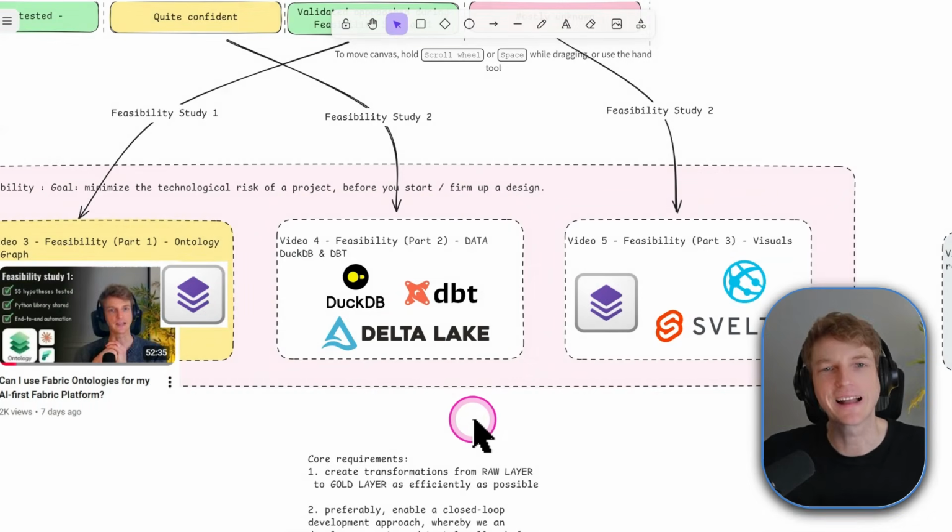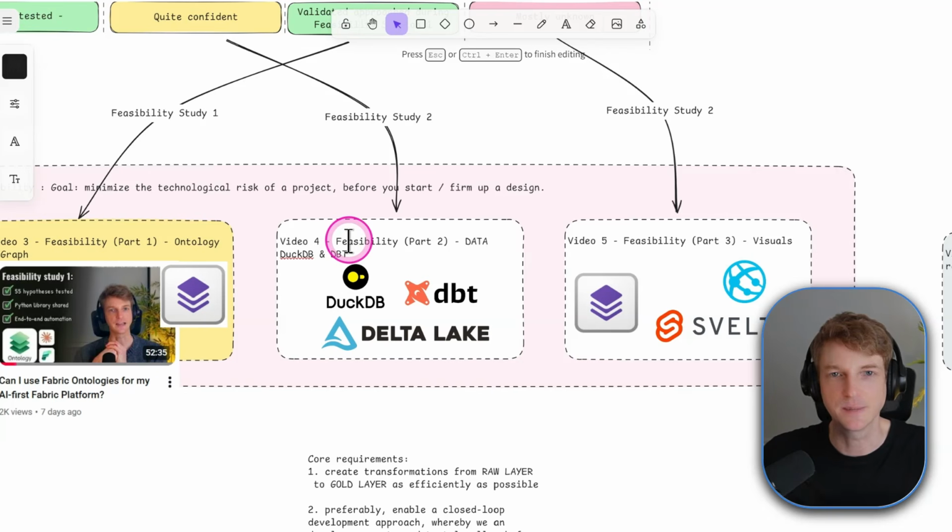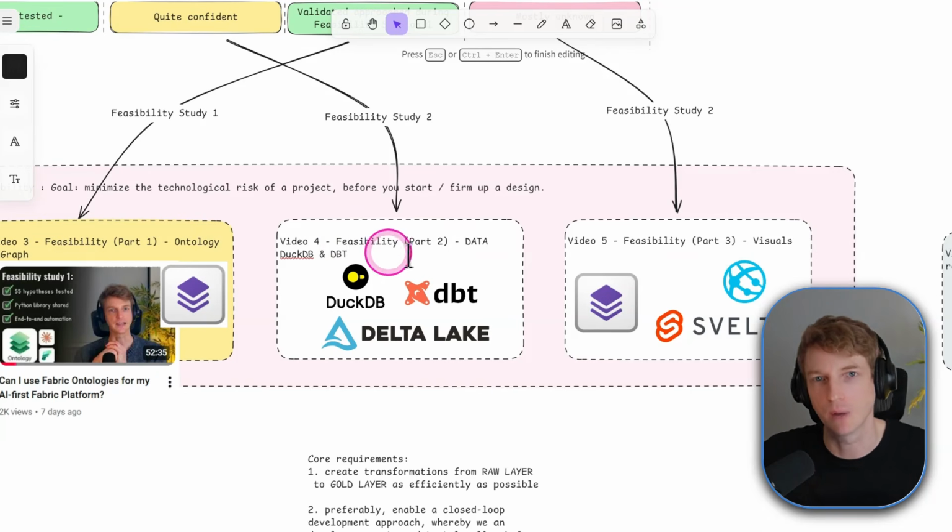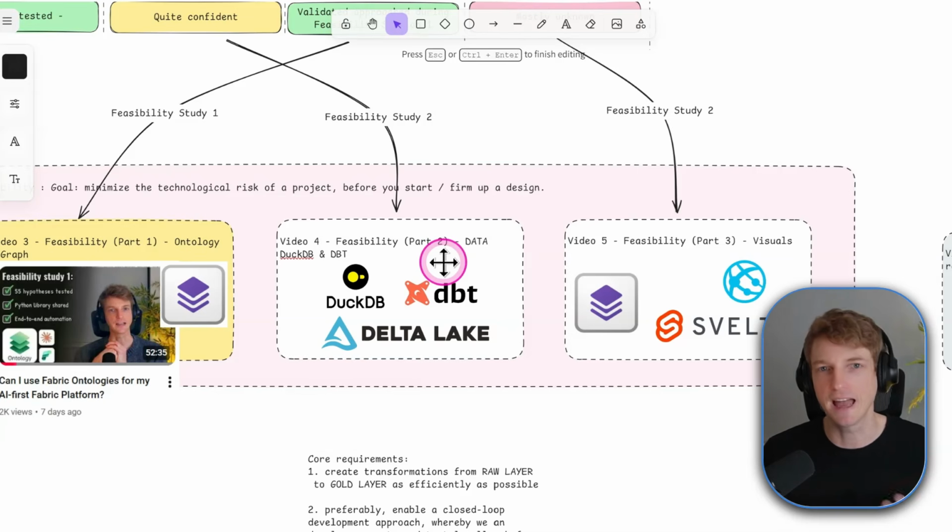Hey everyone, welcome back. In this video, I'm going to be focusing on the data layer, feasibility, and the transformation layer. In my project that I'm building in Microsoft Fabric, I'm essentially trying to take an AI-first approach to development to try and understand what impact it will have on how we build Fabric platforms in the future.